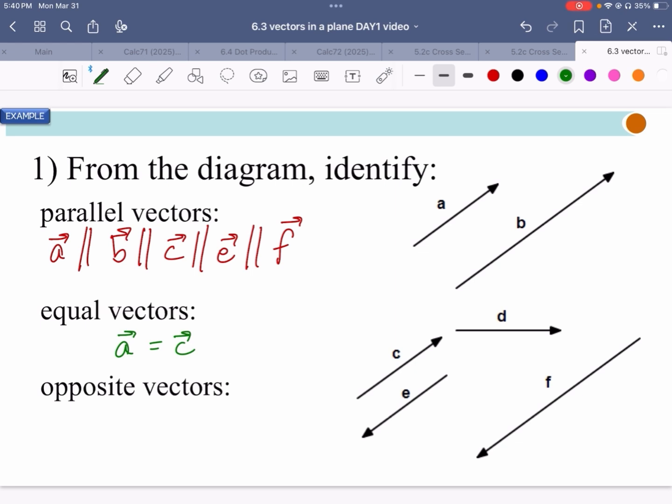B and F are opposite, so we can say vector B is equal to the opposite of vector F, or we can say vector F is the opposite of vector B. We have other opposite vectors, such as A and E, and also vector C is equal to the opposite of vector E.